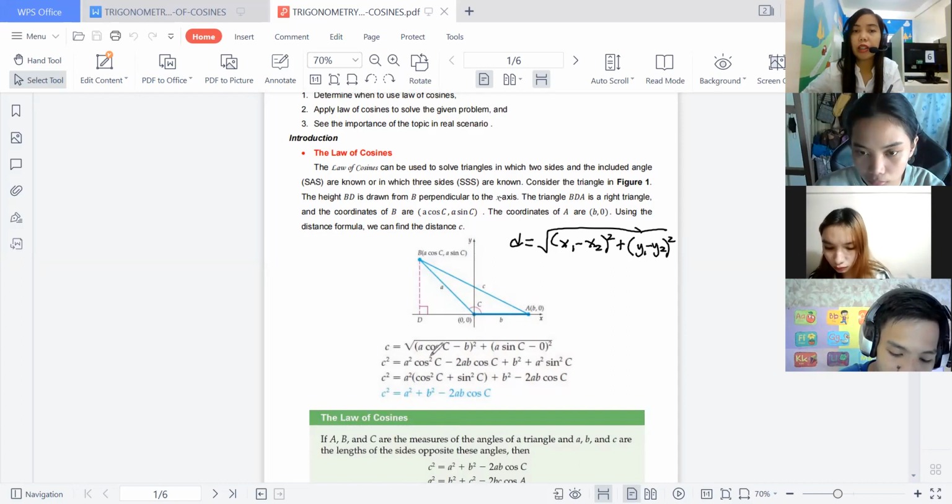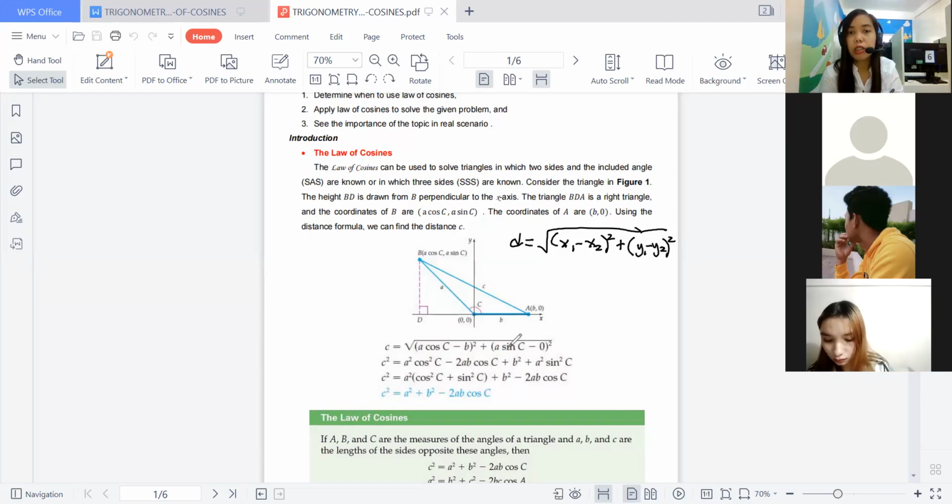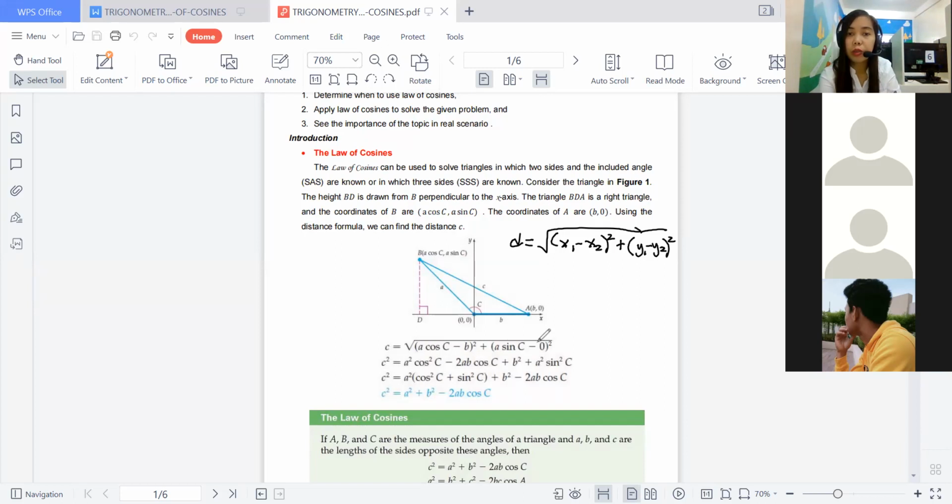So when we simplify it, when we square the binomial, the square of the first term, we will have a squared cosine squared C. Twice the product of the terms, we will have negative 2ab cosine C, and the square of the second term will have plus b squared. Same here, plus the square of the first term, we'll have a squared sine squared C, twice the product. So this will become 0, the product, and the square of the second term is still 0. So we will have a squared sine squared C.